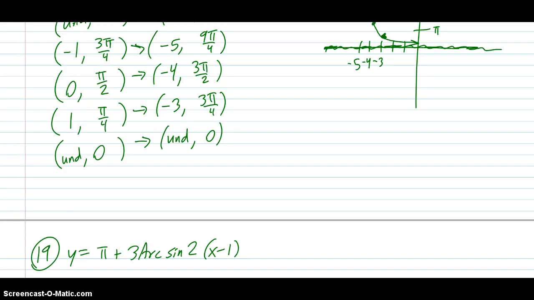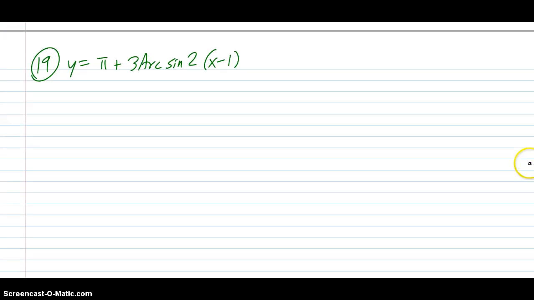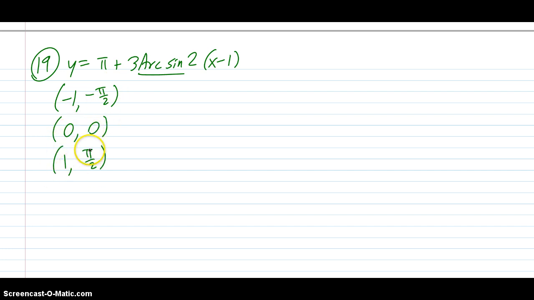Alright. 19, y equals pi plus 3 arc sine of 2 times x minus 1. This one probably has the most going on in the problem. Alright. First thing I notice is it's arc sine, so I know that my points are -1, -pi over 2, 0, 0, and 1 positive pi over 2. So let's figure out what's going on here. Here we have a 2 times x minus 1. This tells me I'm going to divide by 2 and add 1 to all x.